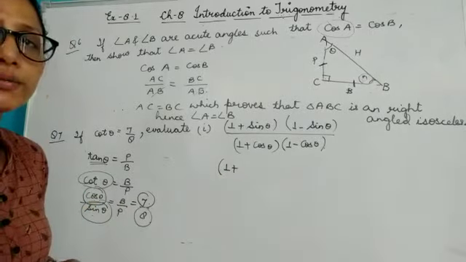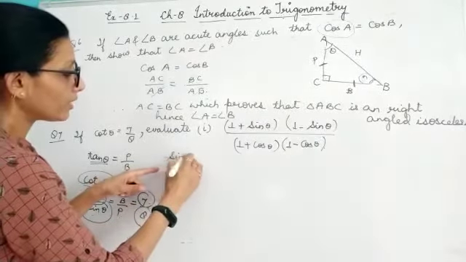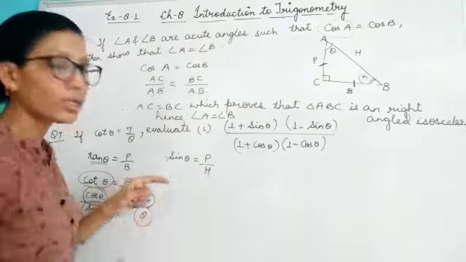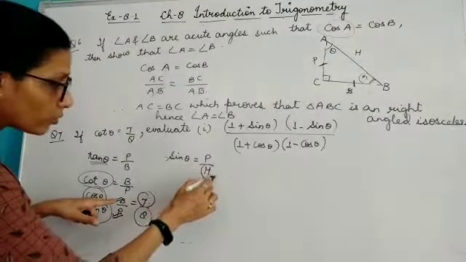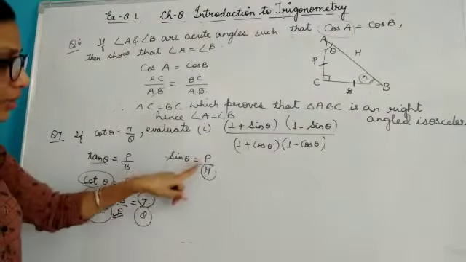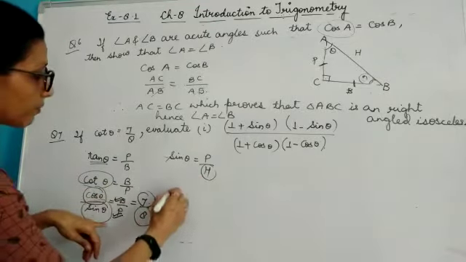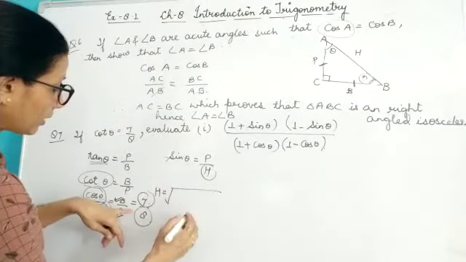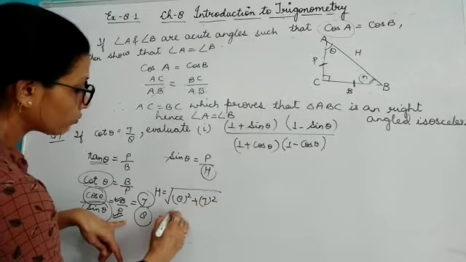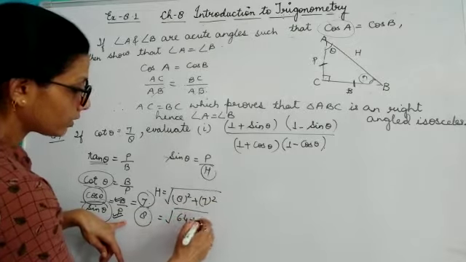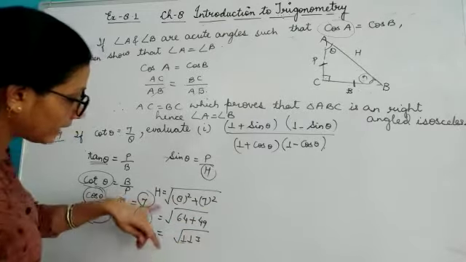One more thing, children. Here you know that sin theta is perpendicular upon hypotenuse. So here you know B and you know P. You want to calculate H. P value you know is 8k. What about H? So I will be applying the Pythagoras theorem to find out H. H will be equal to root of P square plus B square, that is 8 square plus 7 square, which gives me 64 plus 49, which is equal to 113. So my H is root 113.